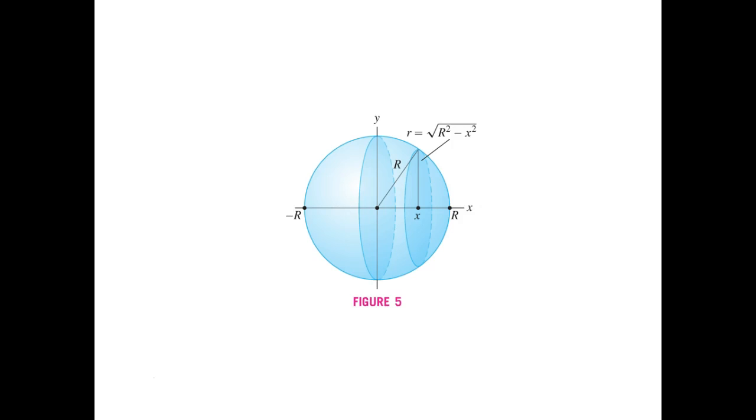I just started talking about, this is where we left off last time, Chapter 6, Section 6.2, page 342, Example 3, right at the bottom of the page. And what the example said is compute the volume of a sphere of radius capital R. Okay.